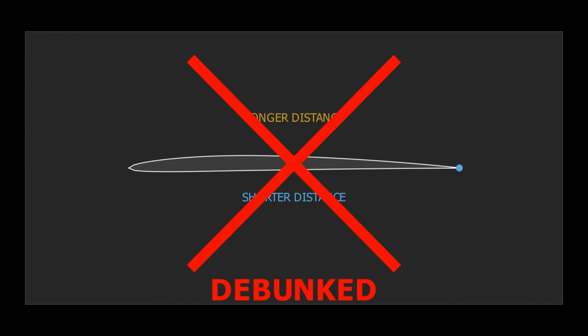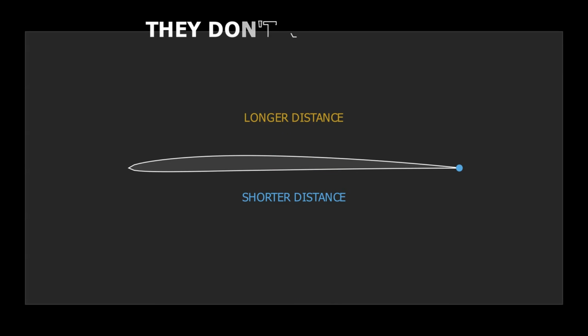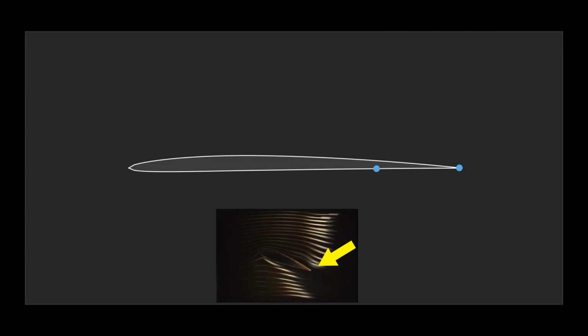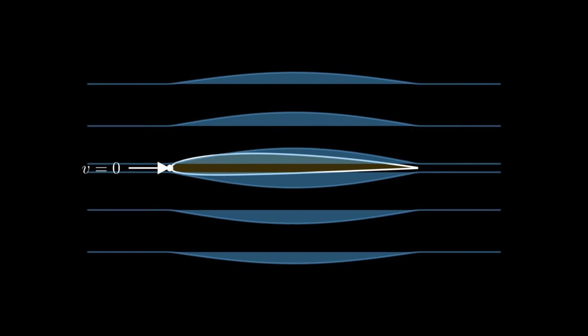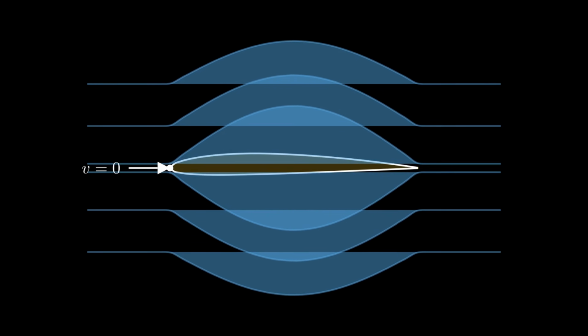Experiments show that airstreams splitting at the front of the wing don't need to meet back up. In reality, the air traveling over the top goes significantly faster, reaching the trailing edge long before the air beneath it. To get a sense of how lift is actually created, we have to look at how a wing affects the movement of the air around it. As fluid flows past the airfoil, it hits a spot near the leading edge called the stagnation point, where the fluid's velocity is reduced to zero.